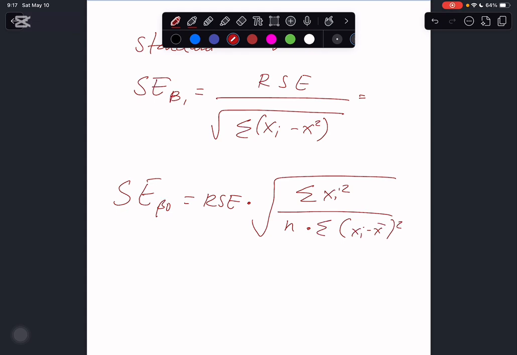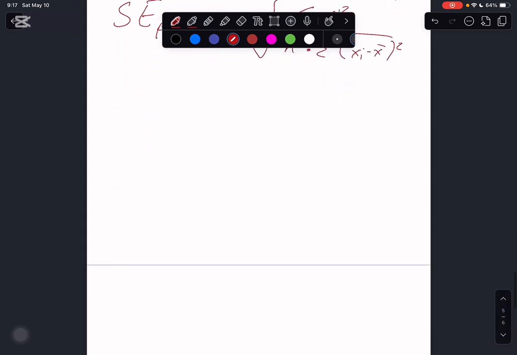What do I do with these standard errors? I need to compare them to the actual values. We had the actual value of b naught, and we found the standard error of b naught as well. We also have b1 and the standard error of b1.